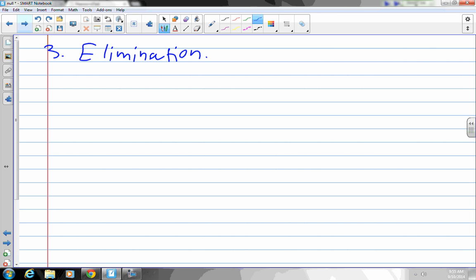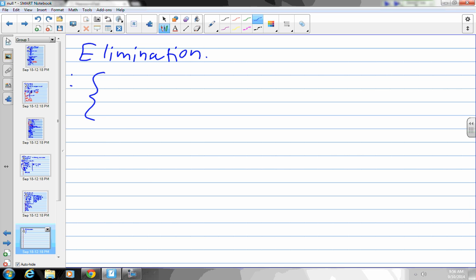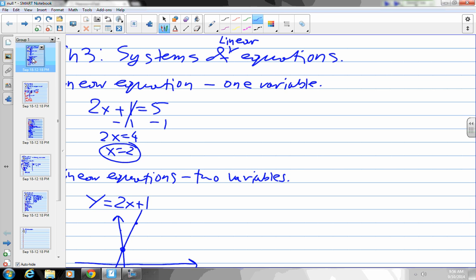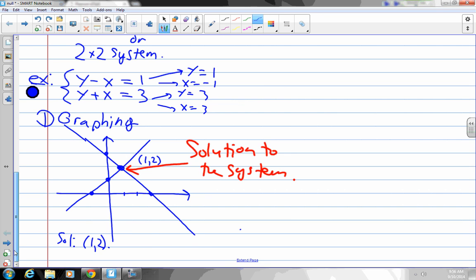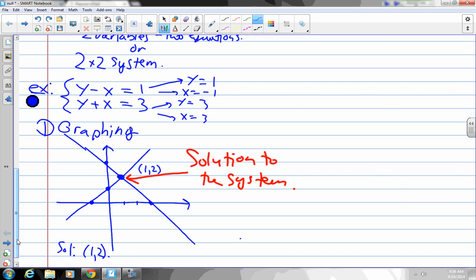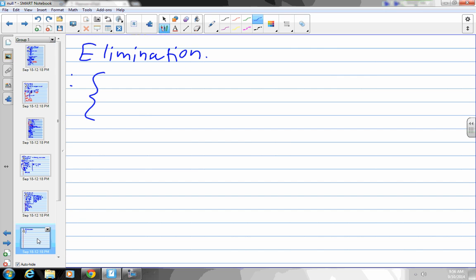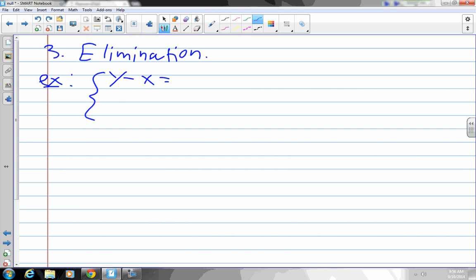Let me demonstrate the elimination technique on a simple system. Can you read me the very first system we solved by graphing? It was pretty straightforward. The very first system we did today with graphs. Does anybody have that? This system right there: y minus x equals 1, y plus x equals 3.